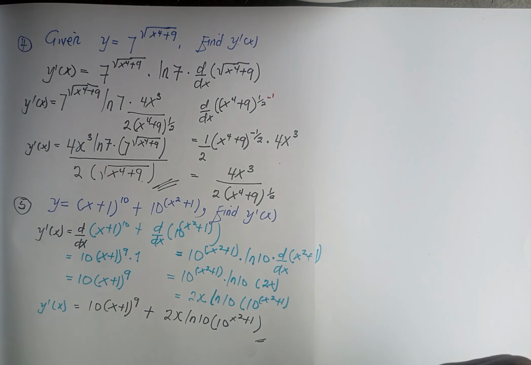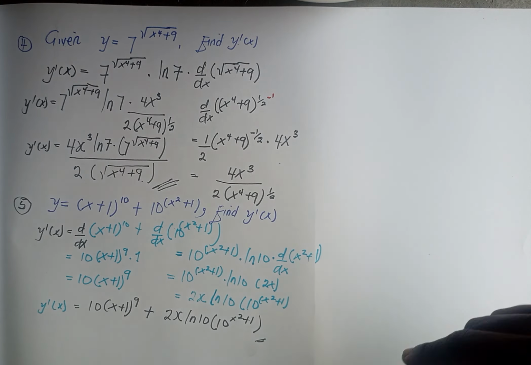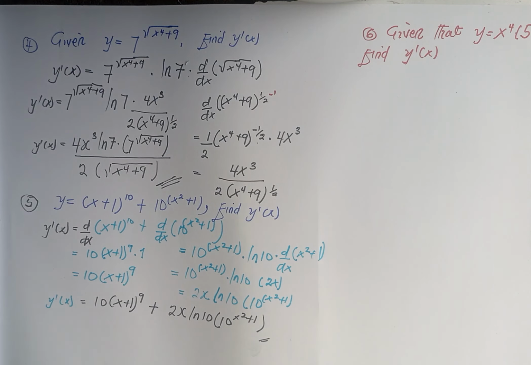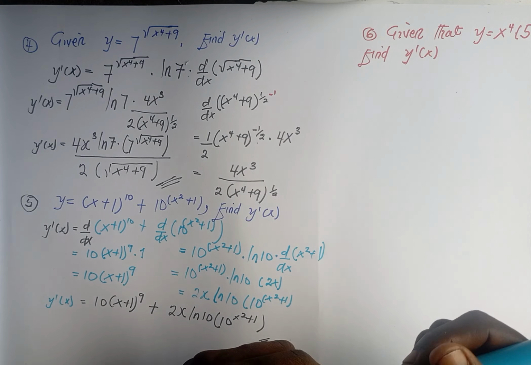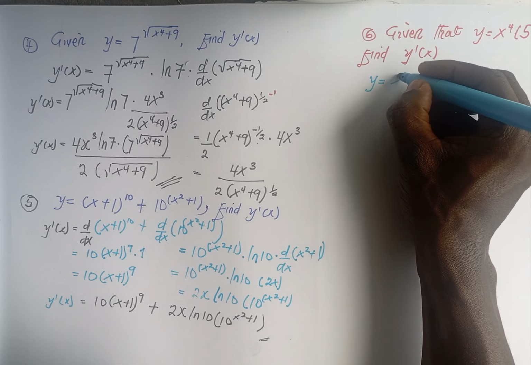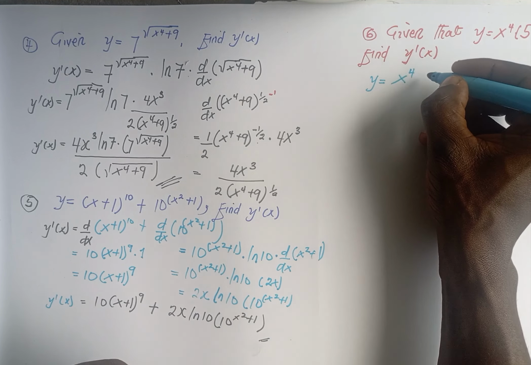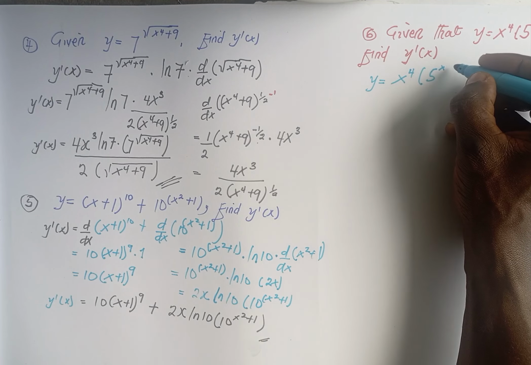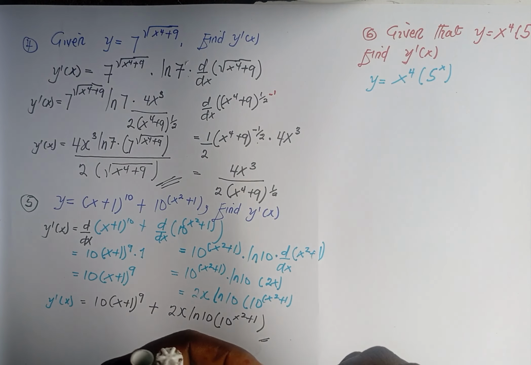You can do it. We are going to take the last example, and I'll give you one for you to try your hands on, and make sure you write your answer in the comment section. So we have our function, which is y equals x power 4 multiplying 5 power x. So the function is y equals x power 4 multiplying the general exponential function 5 exponent x. We have to find the derivative of this very function.